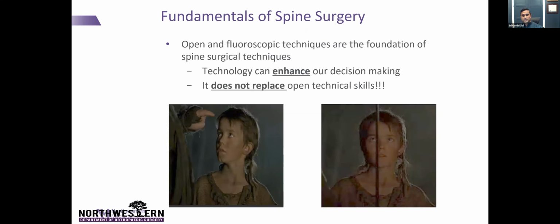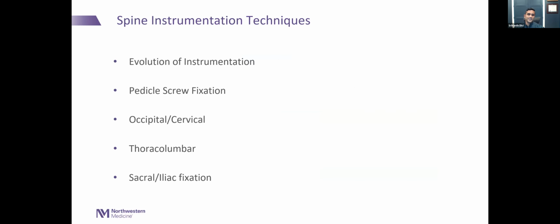Open techniques are the foundation of spine surgical technique. Technology can enhance our decision making but does not replace open technical skills. At the end of the day, you should be able to use your knowledge of open anatomy to find a salvage technique, or bail yourself out if you're in trouble. This quote from Braveheart is one of my favorites: he says, before you can use this, you must learn to use this, and he points to his head. You just replace the sword with a navigated probe, same thing.